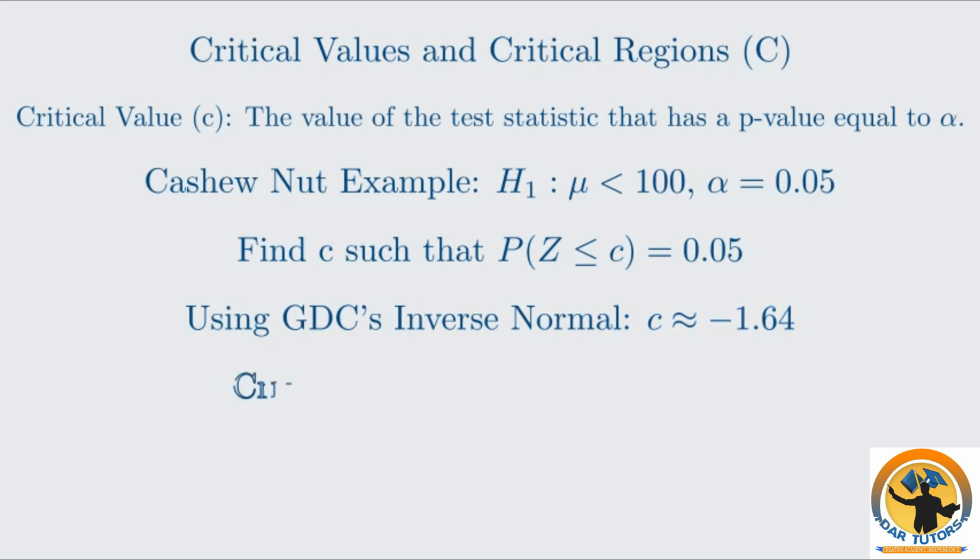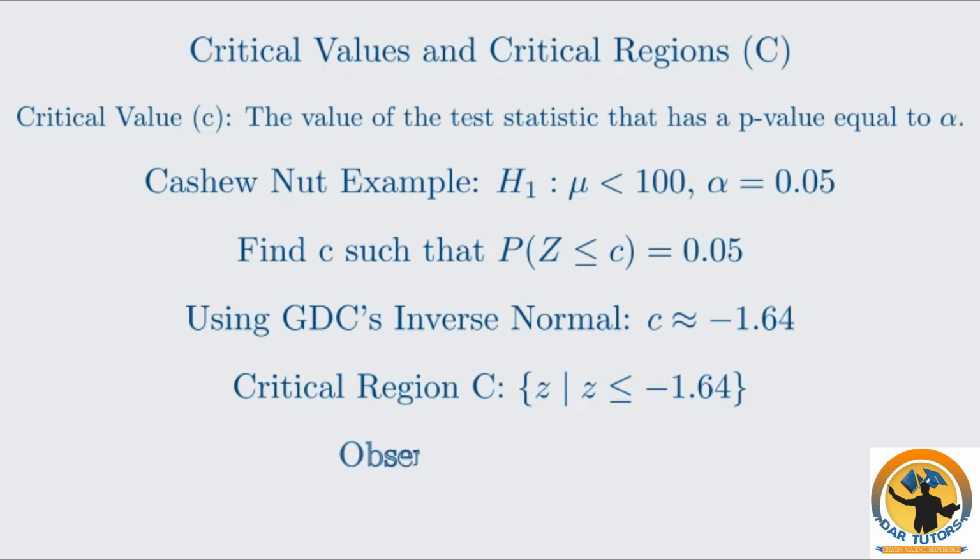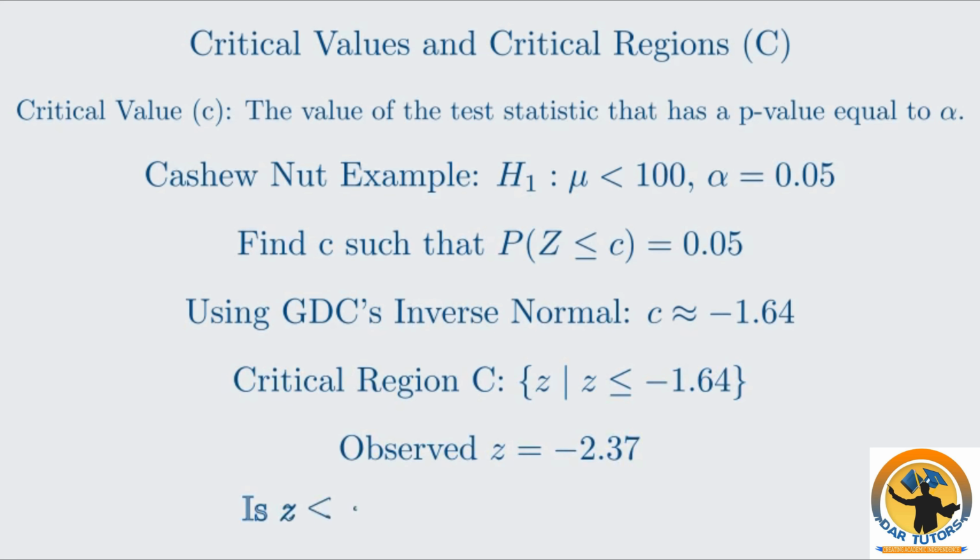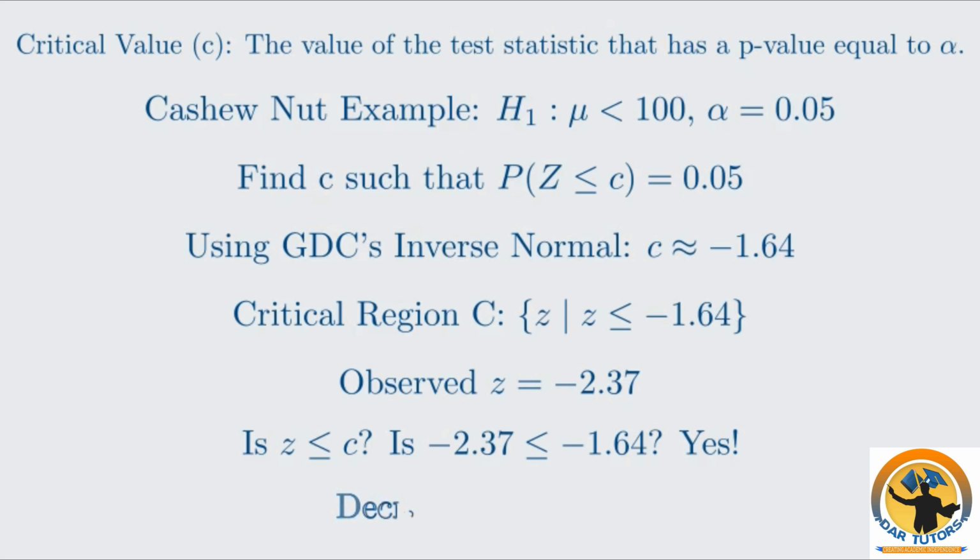This means our critical region is any z-value less than or equal to -1.64. If our calculated test statistic z falls into this region, we reject H0. Otherwise, we accept it. Recall that our calculated test statistic for the cashew nuts was approximately -2.37. Does -2.37 fall into the critical region? Is -2.37 less than or equal to -1.64? Yes, it does. Since our z-value is less than the critical value, we reject H0. We reach the exact same conclusion as with the p-value method, as they are two sides of the same coin.